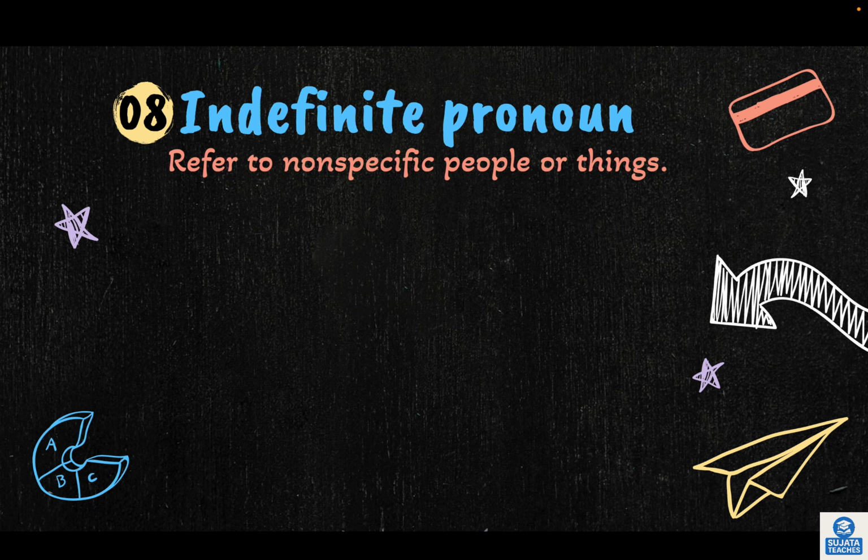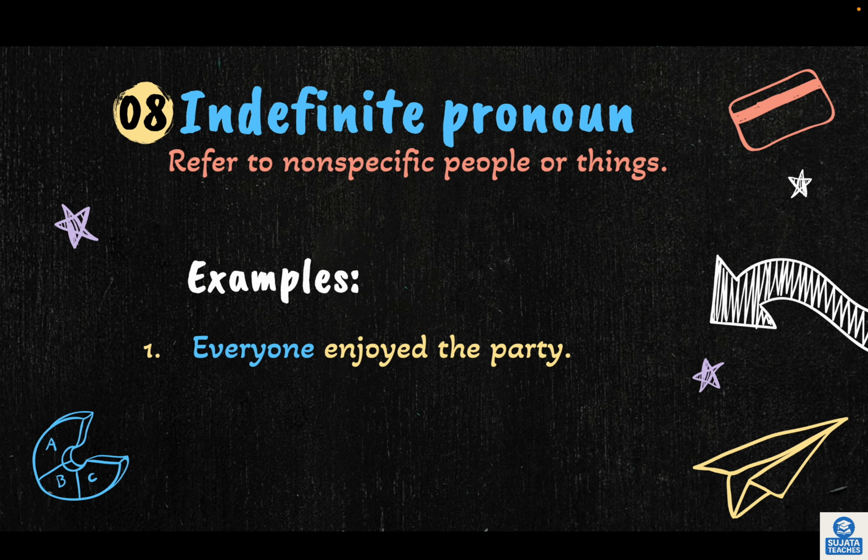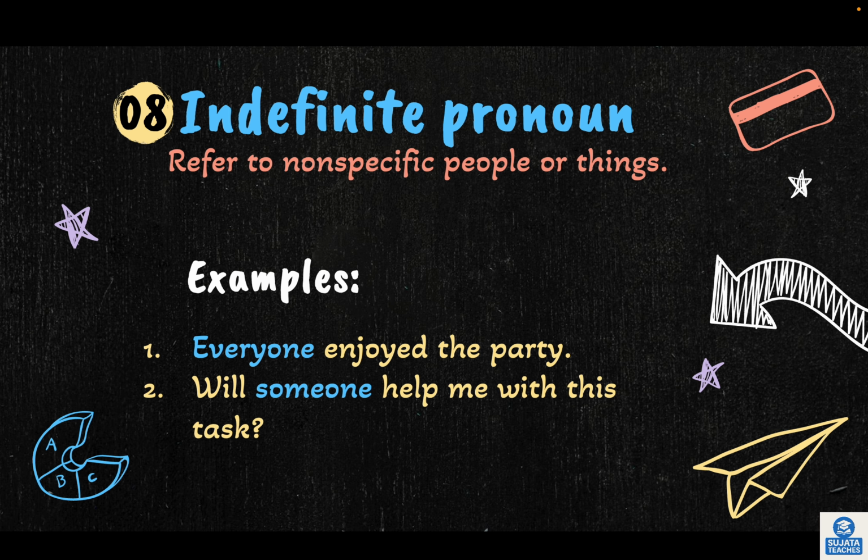Indefinite pronoun refers to non-specific people or things. For example, everyone enjoyed the party. Here everyone does not refer to specific things, so it is an indefinite pronoun. And will someone help me with this task? Someone is an indefinite pronoun here.